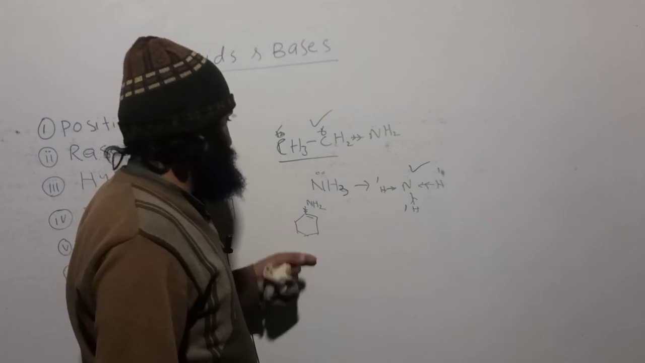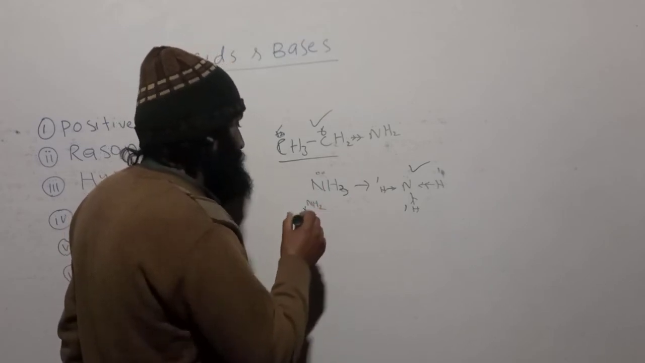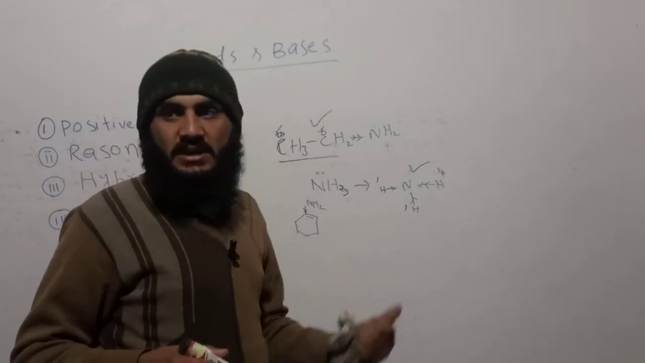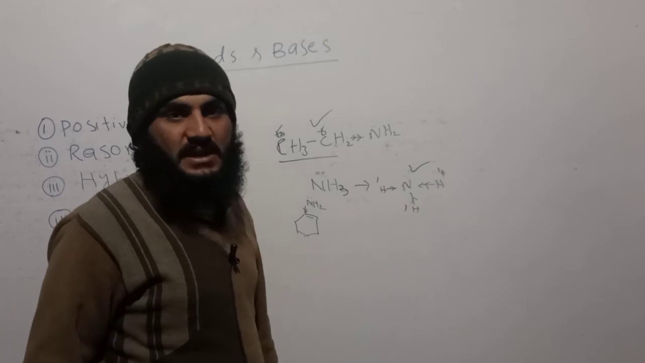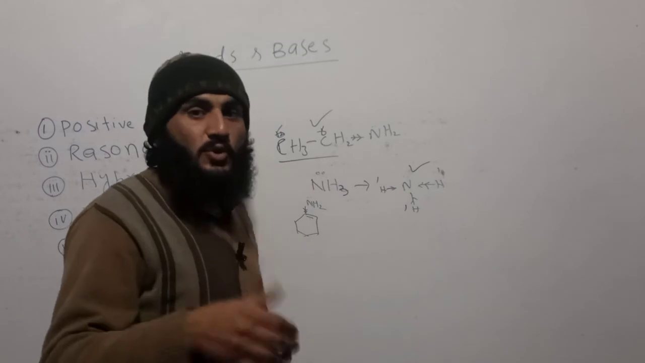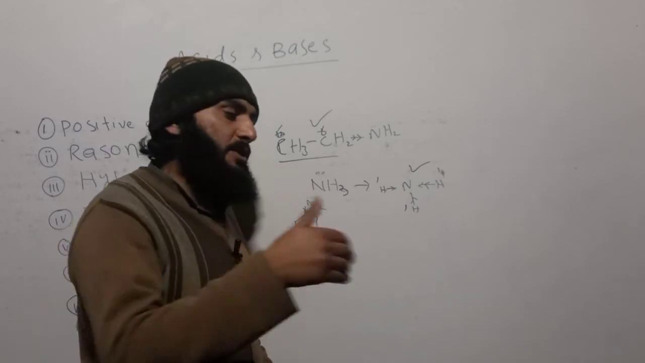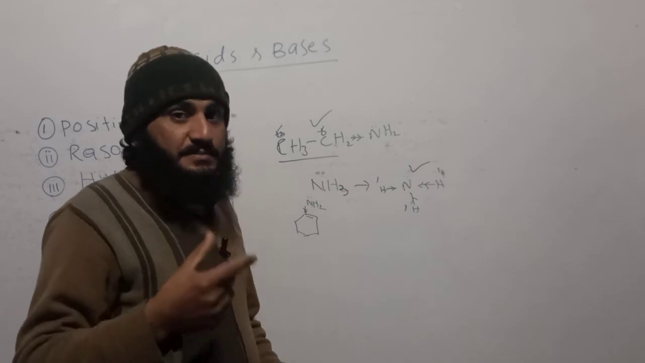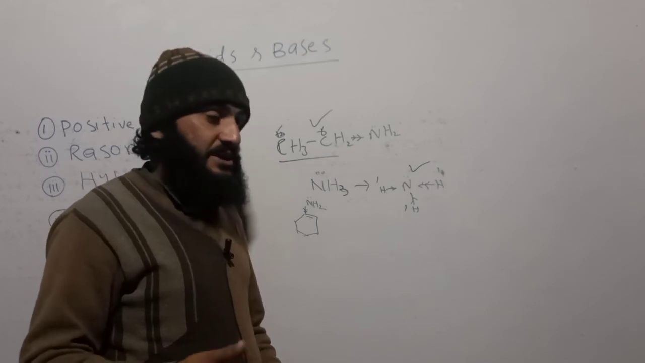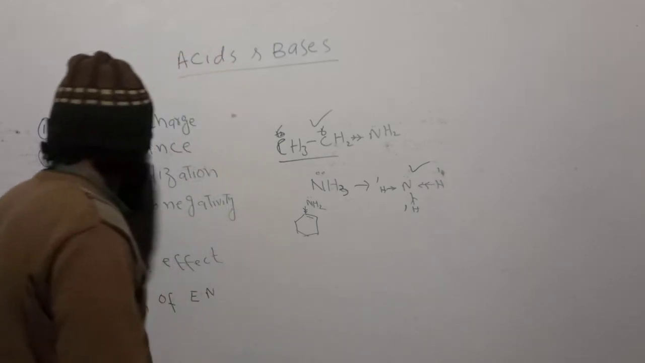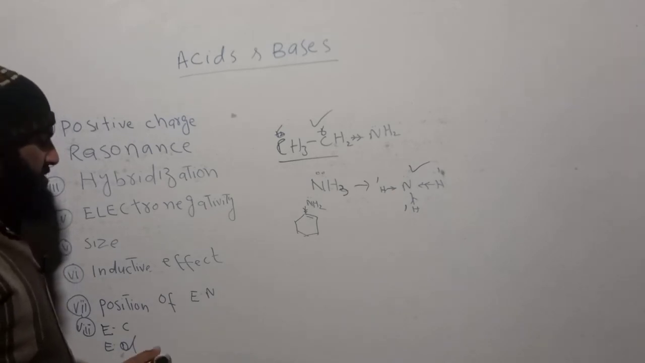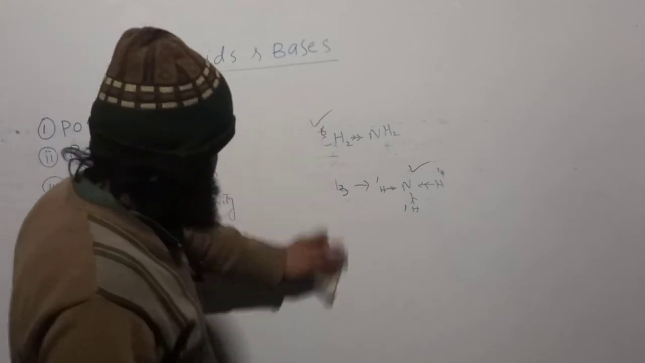This one is third because the electron is not inducted toward the nitrogen atom, but is withdrawn toward this ring, clear. So if the induction of electrons increases toward the lone pair owner atom, their basicity will increase because their charge density increases, their reactivity increases, clear. Okay, the next one is the position of the electronegative atom, clear.